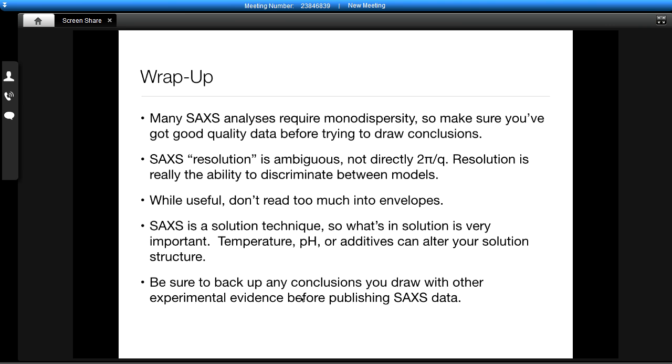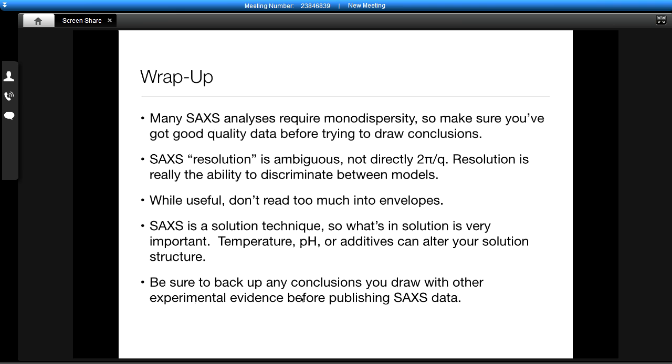The term resolution in SAXS is somewhat ambiguous. You might think of it like in crystallography, it's 1 over d, or 2 pi over q in our case. Whereas you took out your high Q data to maybe 20 angstroms, that doesn't necessarily mean that your model is at 20 angstrom resolution. It's somewhat of an ambiguous term because of the spherical averaging. You're losing that information. Really, what resolution is in terms of SAXS is the ability to discriminate between models. And so while useful, you don't want to read too much into envelopes. I'm going to show you a quick example of that in a second.